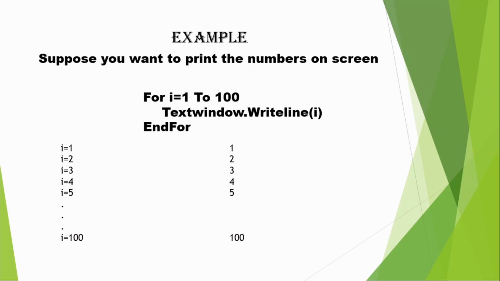Now suppose you want to print the numbers on screen. So what we will do is for I equals 1 to 100, TextWindow.WriteLine(I), and at the end, end for. Now what it will do is, when the I value is 1, it will print 1. When the I value is 2, it will print 2, and so on up to 100. When the I value is 100, it will print 100 and it will end.